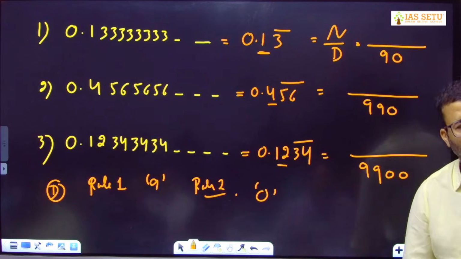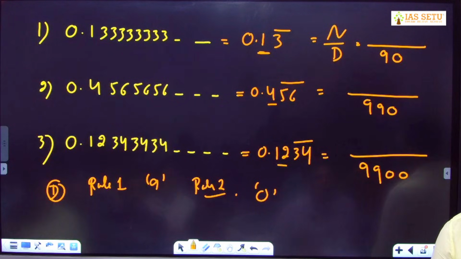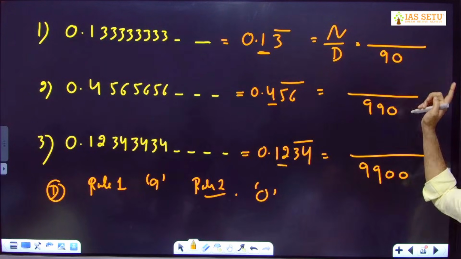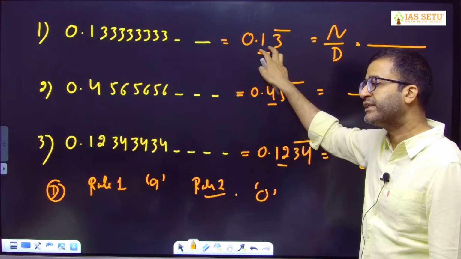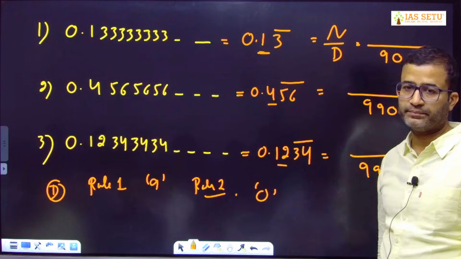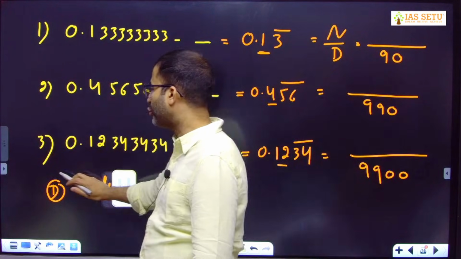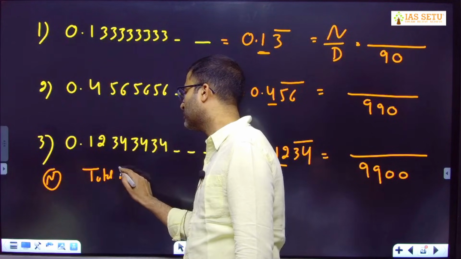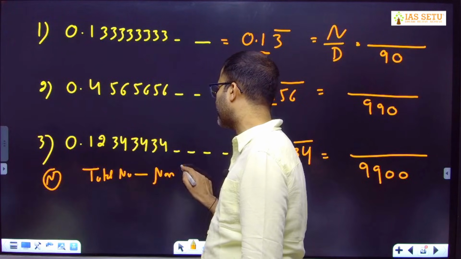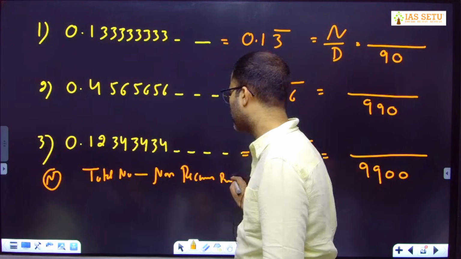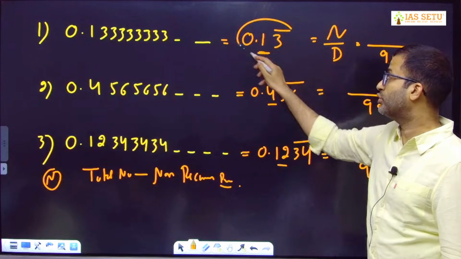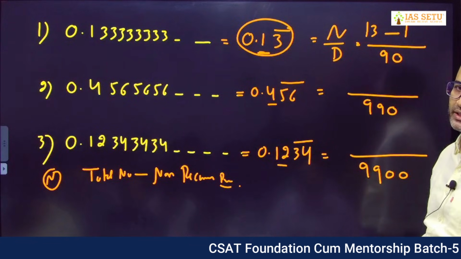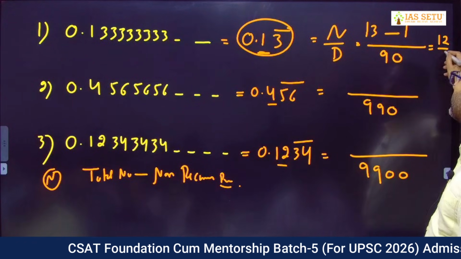Denominator very simple, 2 rule, 9 and 0: as many 9 as many digit under the bar followed by as many 0 as many digit between decimal and recurring part. Now numerator. For numerator also we have two things: total number minus non recurring part जो reoccur नहीं हो. Like in this question, total number is 13. What is non-recurring? 1. So it is 13 minus 1. So our answer here is 12 by 90.